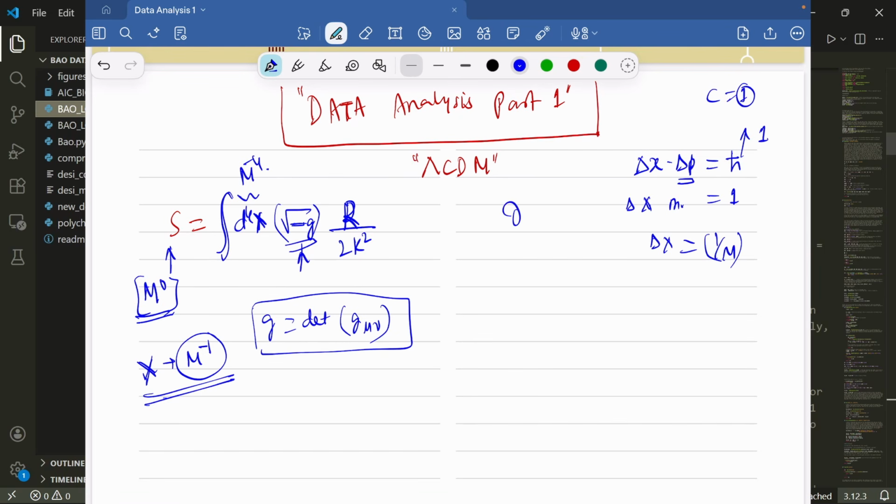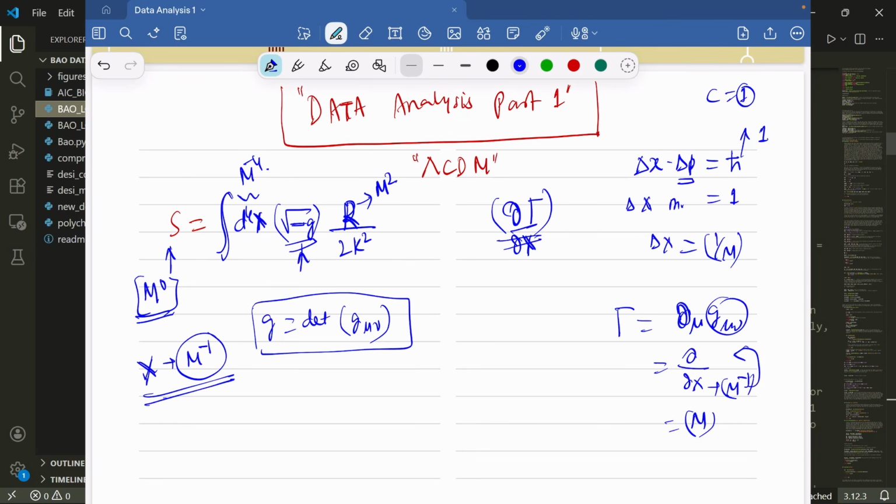Ricci scalar is derivative of these Christoffel symbols, so this becomes your m squared. Why m squared? Because this becomes del by del x, and gamma, you already know, is also del mu of g mu nu. Now these are dimensionless parameters, so this d mu is basically d by dx. Again, this is your mass inverse, so it will go upside. This becomes m. So dimension of this thing is m. Again, there is a d by dx of gamma, so this will again become m. So this now is m squared. So R has dimension of m squared.